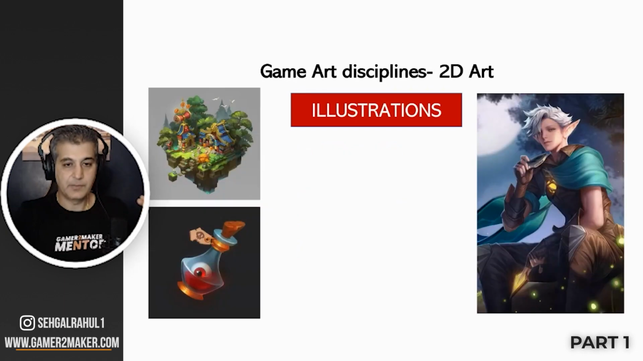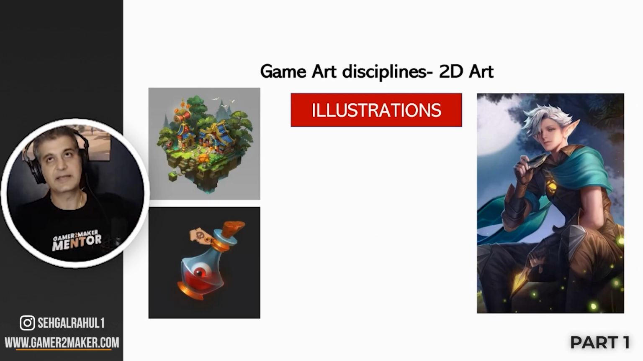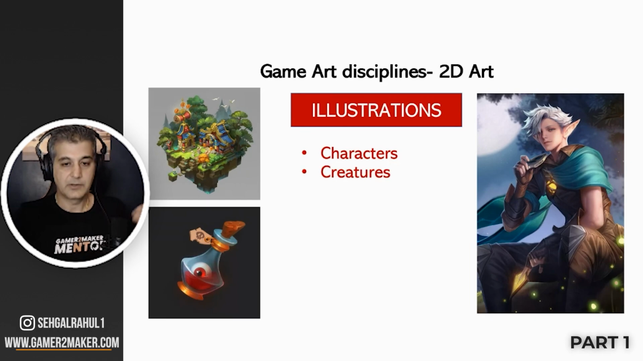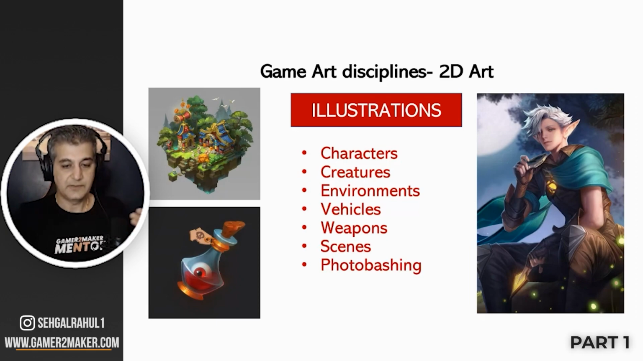Okay, next up in disciplines, you have illustrations. Illustrations is actually the next step from concept art. This gives an actual feel of the game. This is actually a fully colored, beautiful model of the game. This can be used by the 3D artists or the 2D artists to actually create production art. This can also be used for marketing the game, etc. Right? So, these are characters, creatures, environments, vehicles, weapons, scenes, and again, photo bashing. Illustrations is another kind of discipline which is a part of 2D game art.